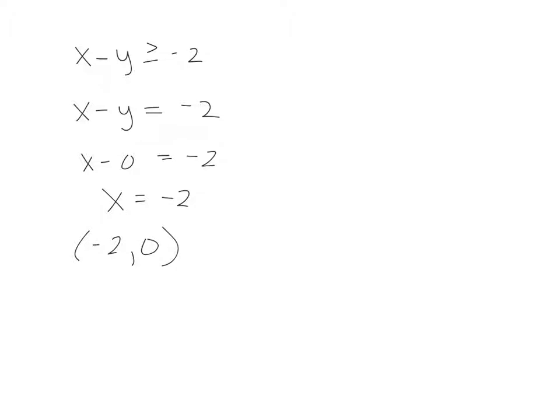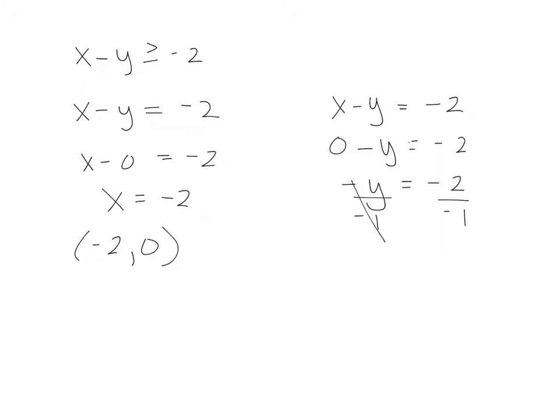And then the y-intercept, to find that, we'll just replace the x with a 0 and solve for y. So you have 0 minus y equals -2. So you have -y equals -2. Divide both sides by -1. So we have y equals -2 divided by -1, which gives us a +2. So the y-intercept is 0, 2.